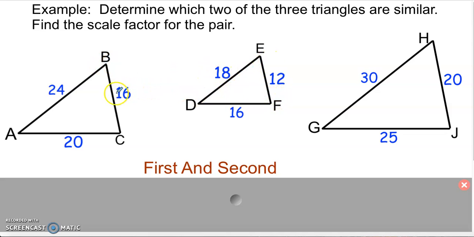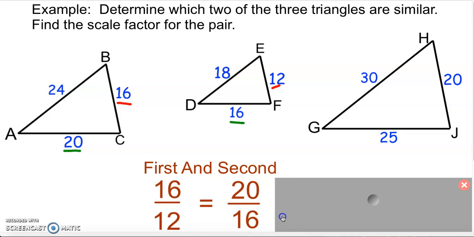I'll take the smallest side of triangle ABC, which is 16. That'll correspond with 12. And then I'm going to take a look at the medium one, which is 20, and the medium one here, which is 16. If those numbers reduce to the same scale factor, I keep going. If they don't, I stop. So in this case, when I take 16 over 12, I can factor a 4 out of both of these. This becomes 4 over 3.